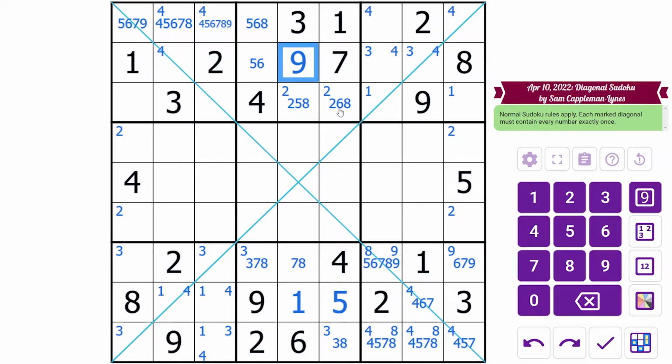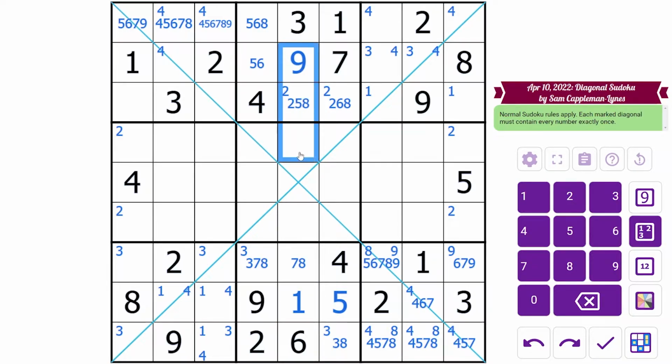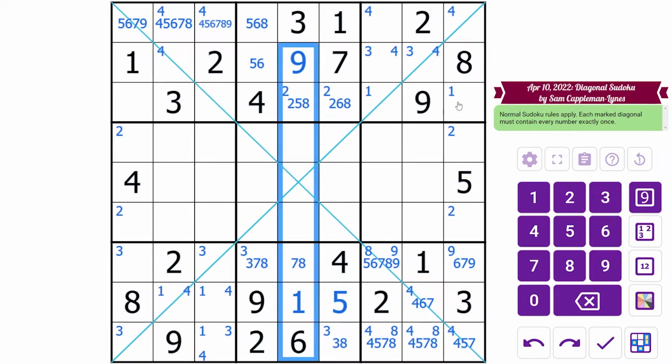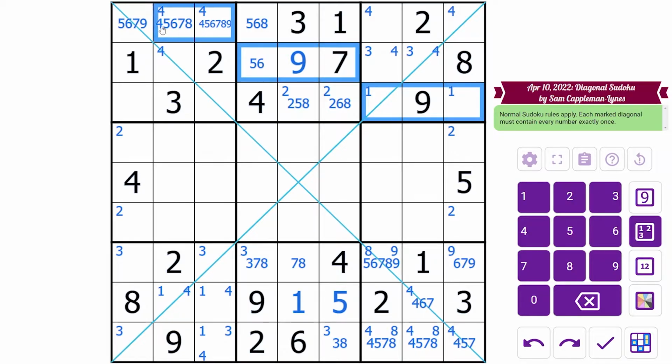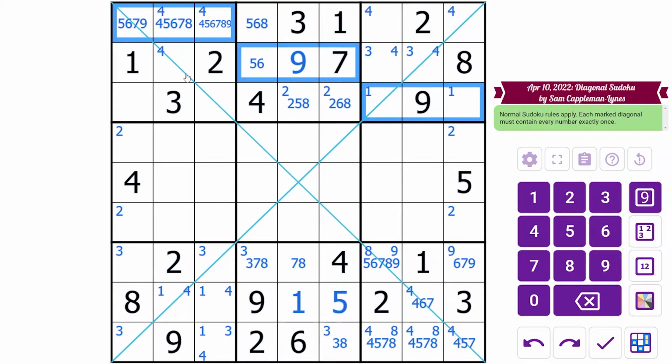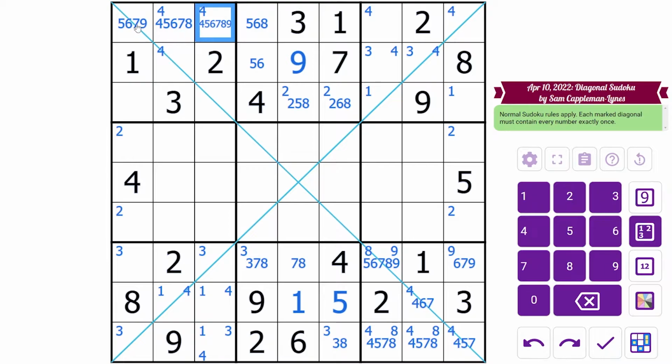And what else can we remove? So, okay. 9 here. Does this 9 give us any new information? Well, 9, 9. So 9 is here. And it can't be there. So 9 is in one of these 2 boxes.